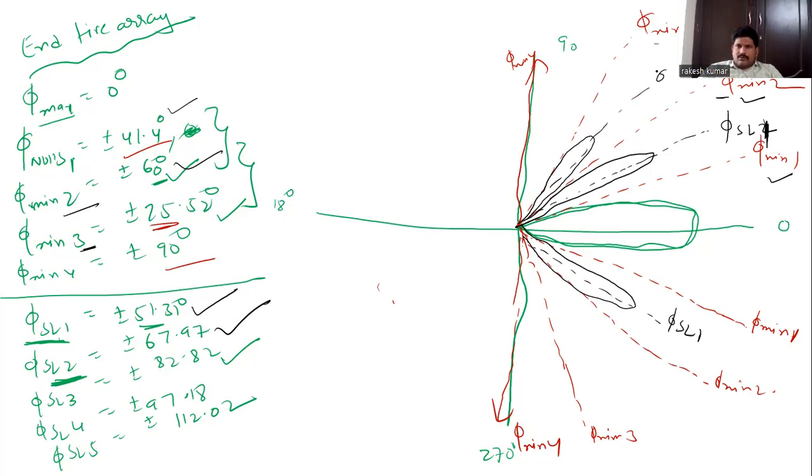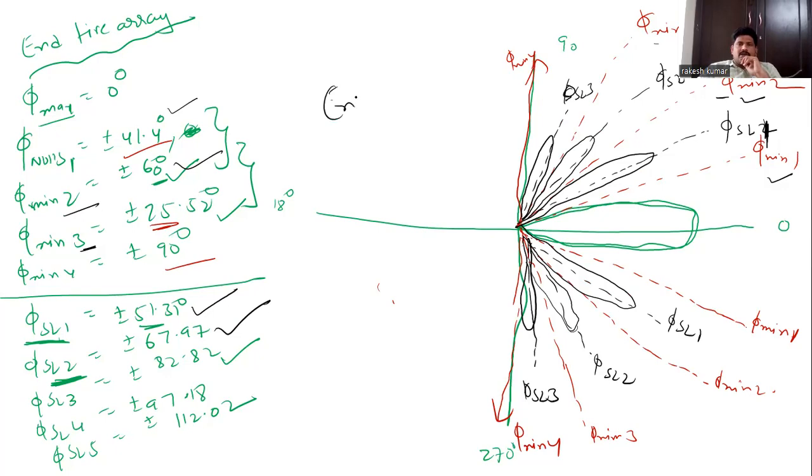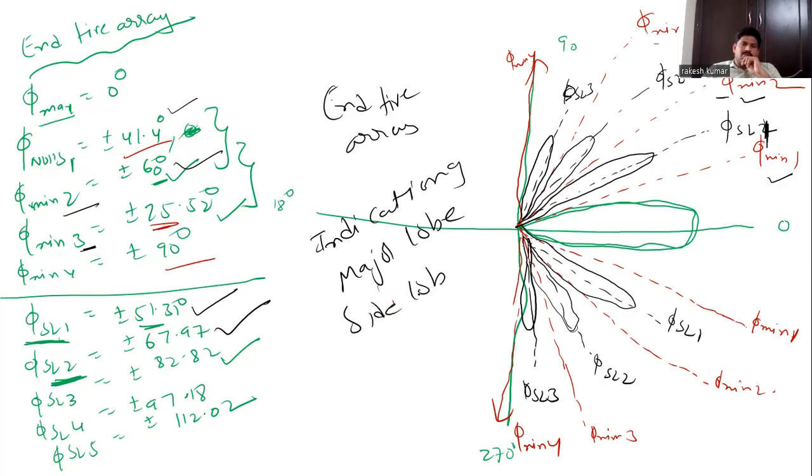So this is my side loop level 2. Okay. So similarly, this is side loop level 3. So this is how we can draw the radiation pattern of an end-fire array, indicating major loops, side loops, and nulls direction.